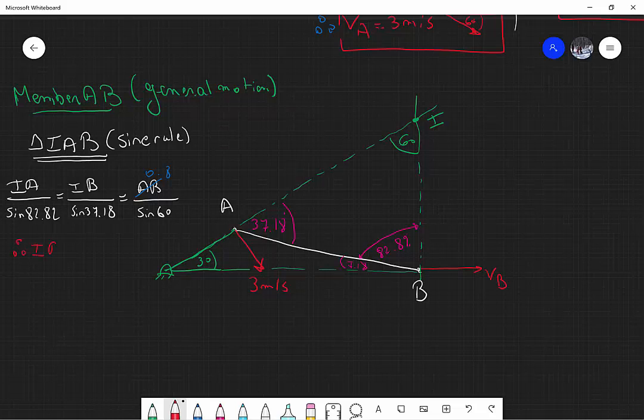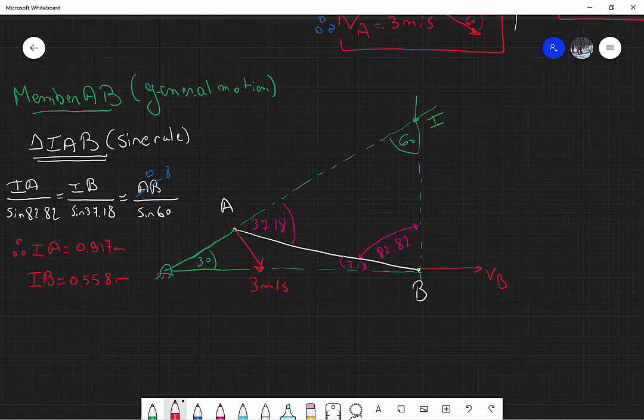And we know already that AB is equal to 0.8, therefore we can find that IA equals 0.917 meter and IB equals 0.558 meter. Okay, now we can get the omega.